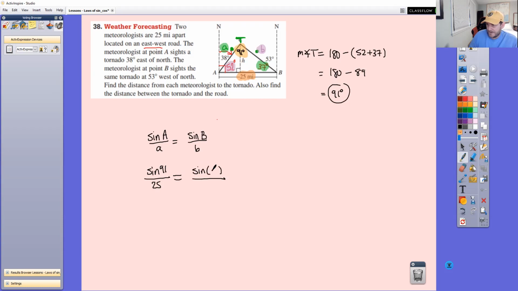If I know the angle, I can find the side. If I know the side, I can find the angle, okay? And I know the angle, and I want the side. Let's solve for A first, just because, you know, the alphabet. We'll put 37 in here and solve for A. We solve by cross multiplication. So it's going to be A sine 91 equals 25 sine 37.